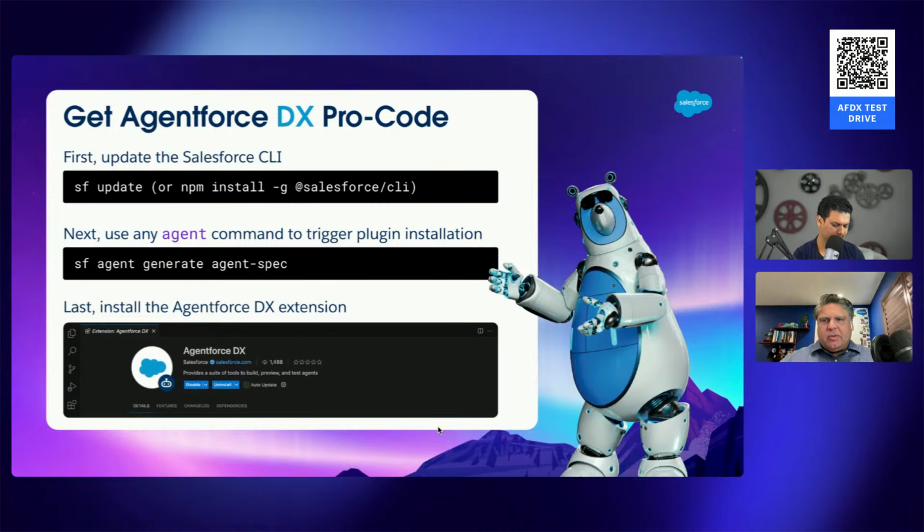A good example there is just sf agent generate agent-spec. You don't have to finish anything with the command. Just run it for the first time, and it'll actually install the right version of the agents plugin.